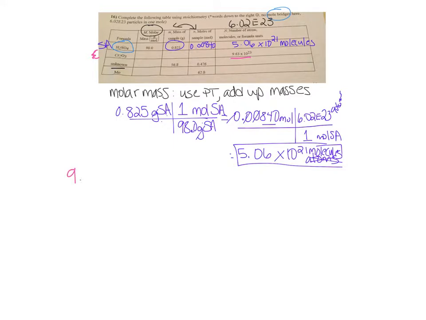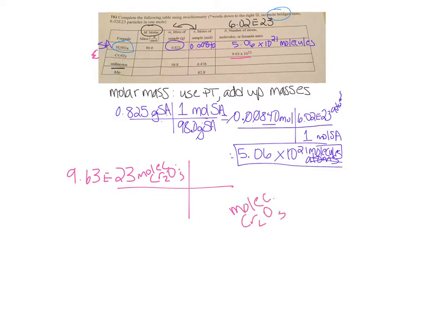All right, so 9.63. I'm going to say E23. And this is molecules. Make sure you're writing that extra C on there so you don't confuse it with the mole, okay, of Cr2O3. All right. Now I'm going to set up the rest of my railroad tracks and bring words down to the right. And I have molecules of Cr2O3. Okay. And I want to get it into moles.